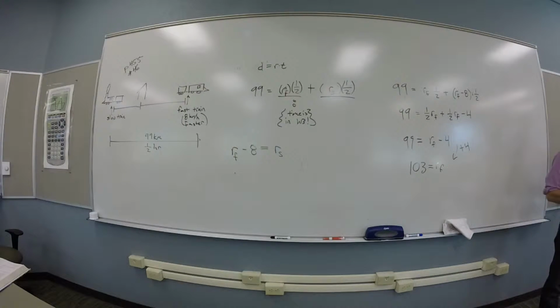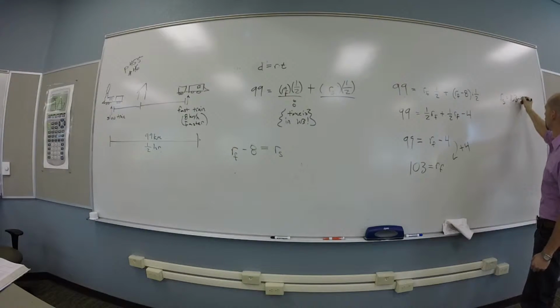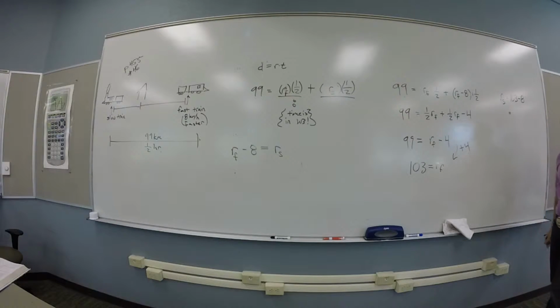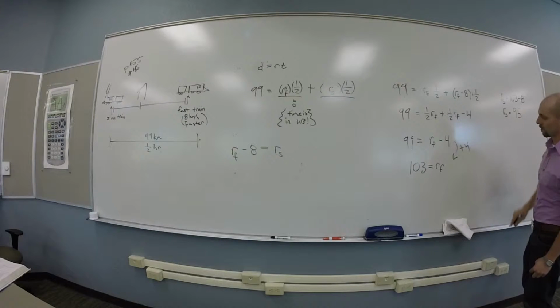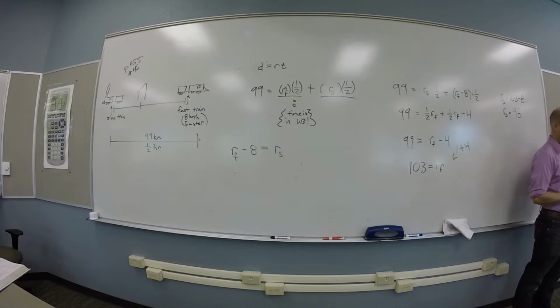And so what's the rate of the slow train? 103 minus 8. Okay, 103 minus 8 is 95. Okay, so have I answered the problem? Yeah, at this point I've got kind of crazy talk, right?